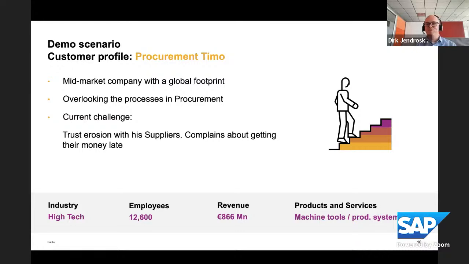I'm putting myself now into the shoes of a procurement teamo. That's someone who's working in the procurement department of a mid-market company with a global footprint. He's overlooking the processes in procurement, and he has a current challenge. The challenge is that he's getting complaints from his suppliers that they are getting the money late. So we're seeing late payments here. The question is now, how can Timo address those challenges using Process Insights? Let's take a look into this.